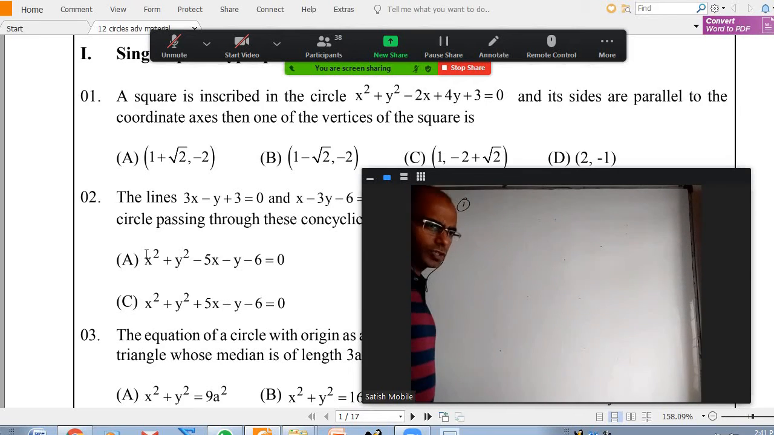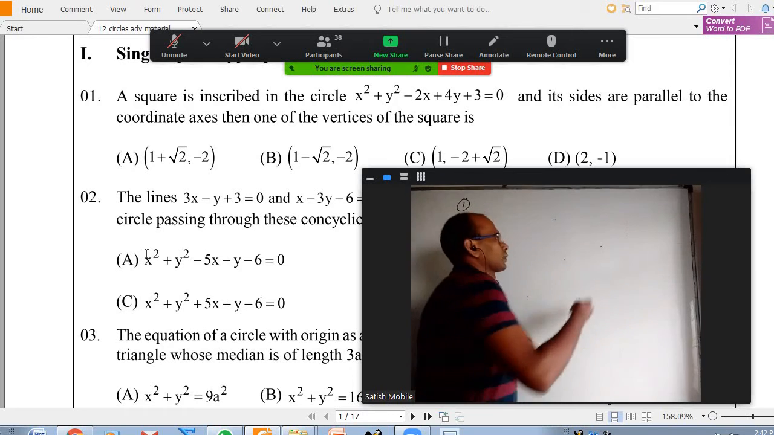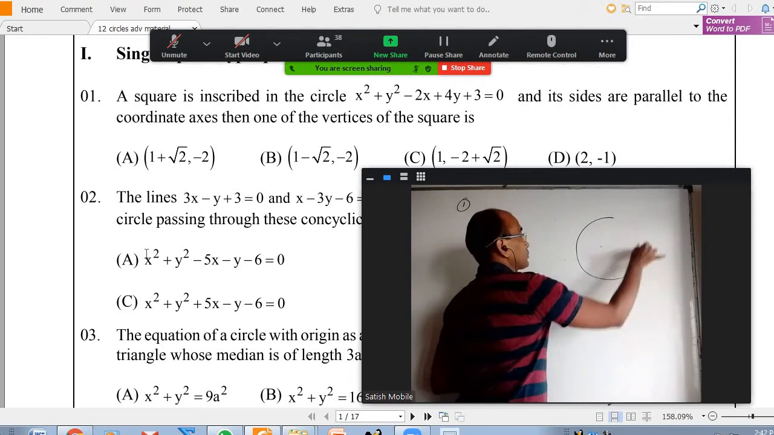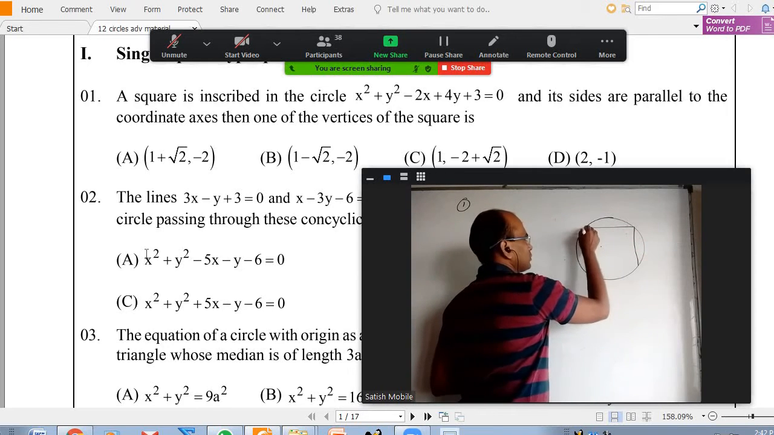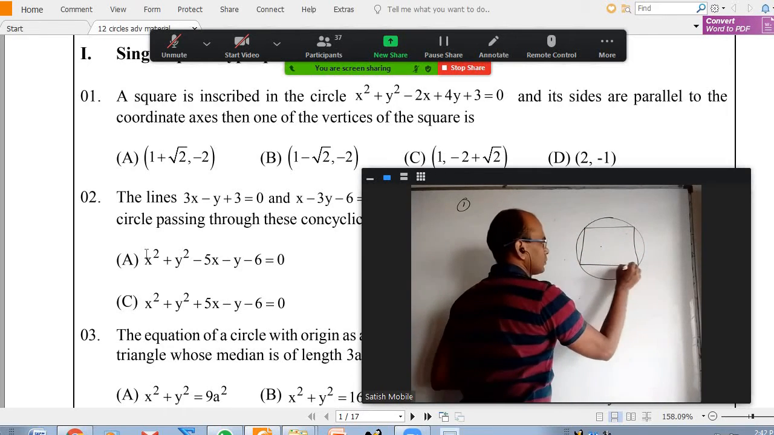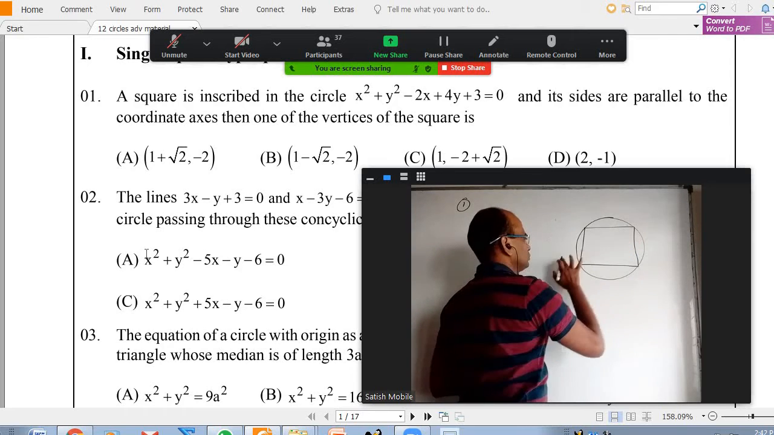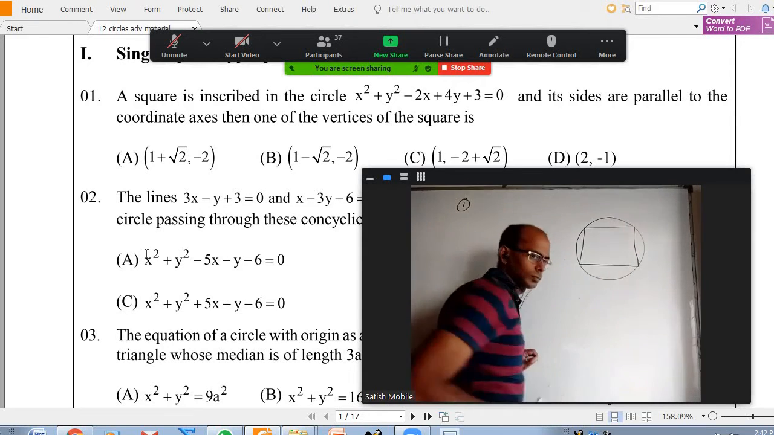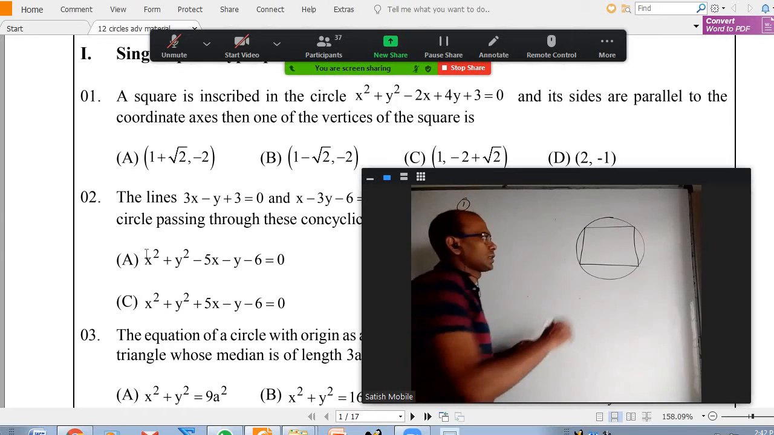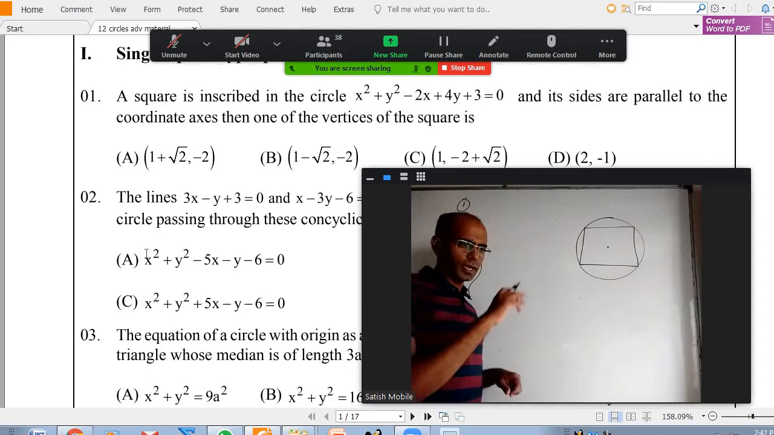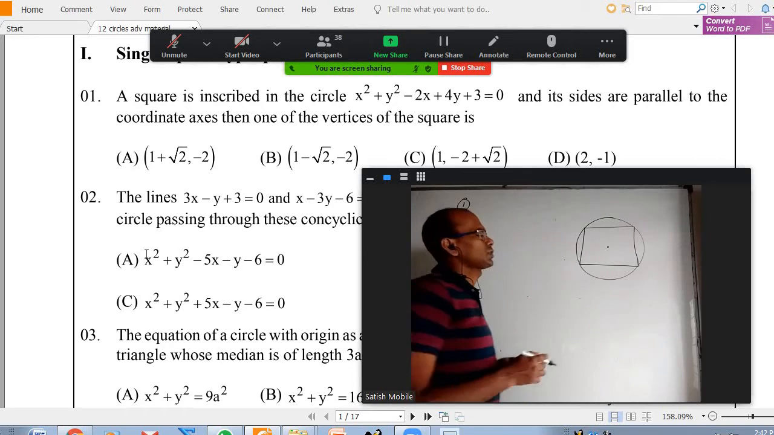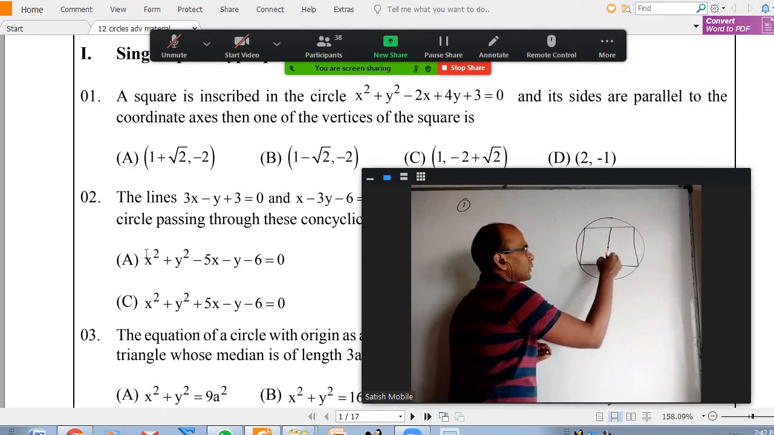Okay, coming to the first question, very easy question. We have a circle. Within that, a square is inscribed. And the center of the circle is 1, comma minus 2. Now the sides are parallel to the coordinate axes. They wanted to know. Okay.